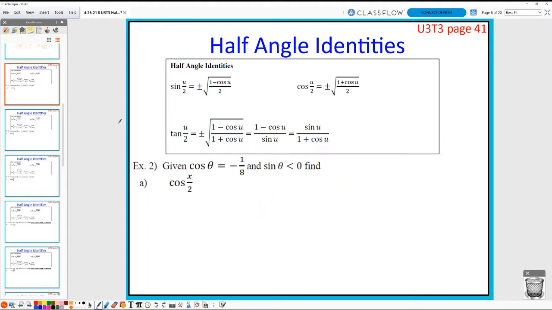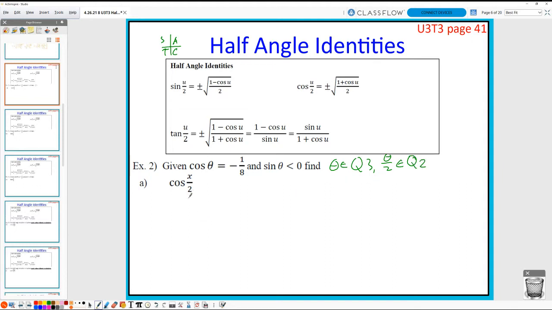Now, this next question, I am told cosine is negative. So is sine. So that tells me my theta is in, well, again, let's take a look. All students take classes. Where is sine and cosine negative? That's going to be in quadrant 3, meaning theta over 2 is going to be in quadrant 2.